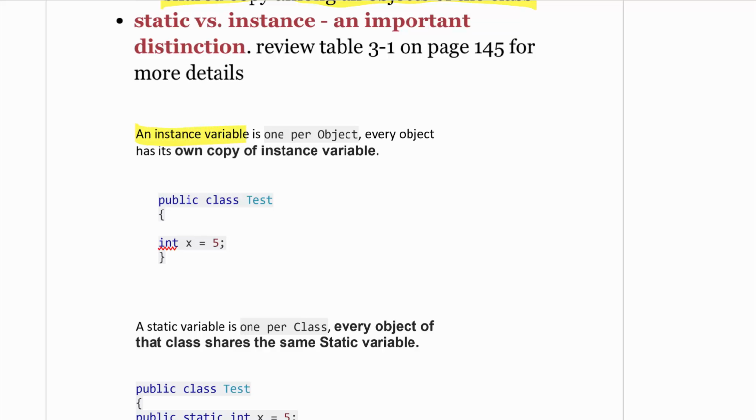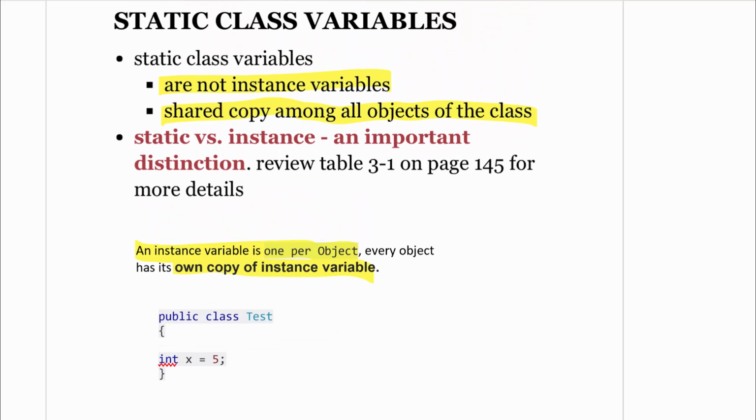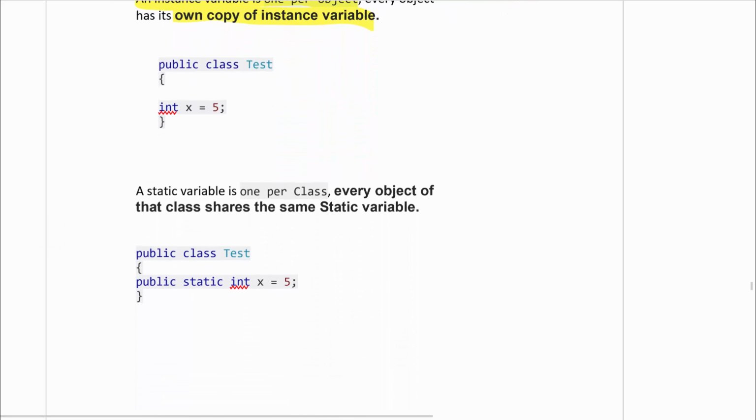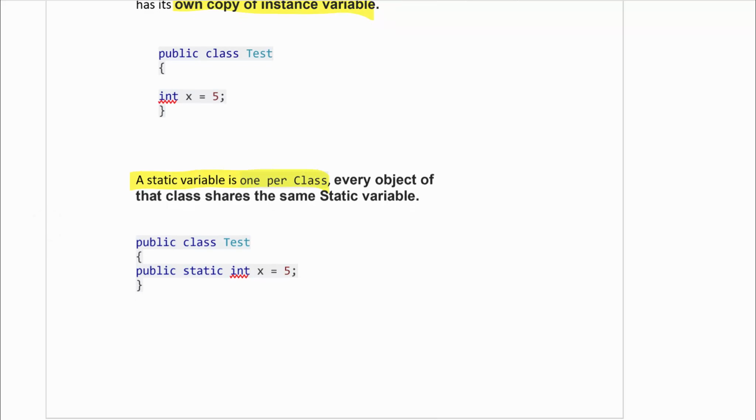So it says an instance variable is one per object, and that every object has its own copy of an instance variable. So an instance variable is just something that is declared within a certain object or within a certain instance, like in the example here. And so that means that every single other object will have a completely different value. That's what we talked about up here, that static class variables are not instance variables, in that static class variables are shared amongst all objects of that class. And like it says down here, a static variable is one per class, and every object of the class shares the same static attribute.